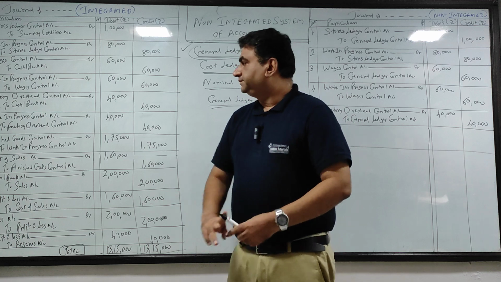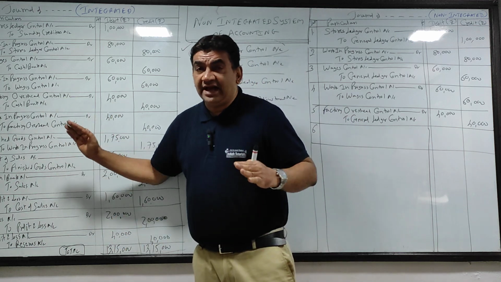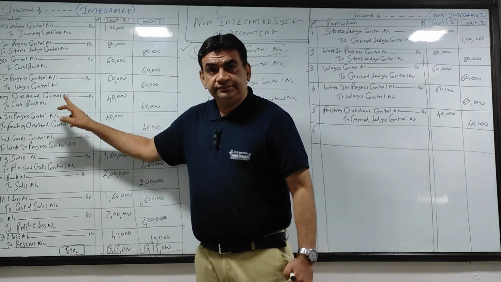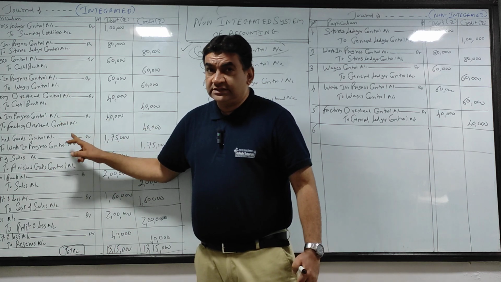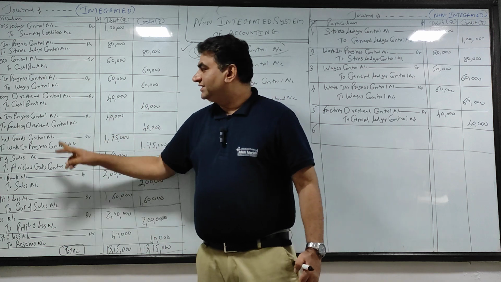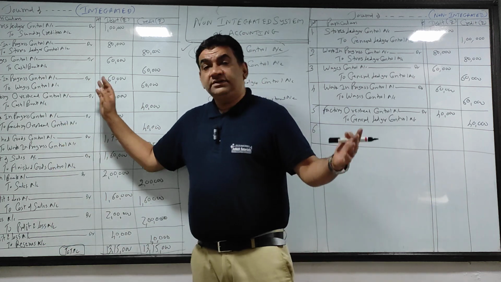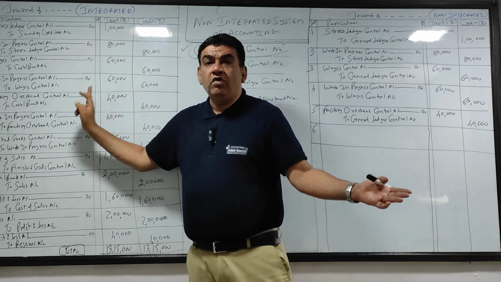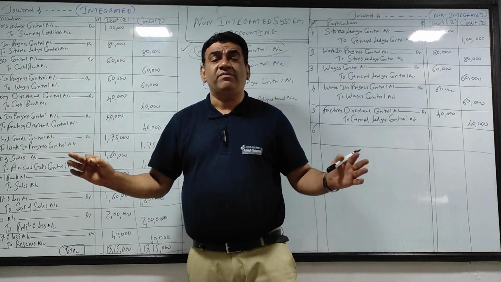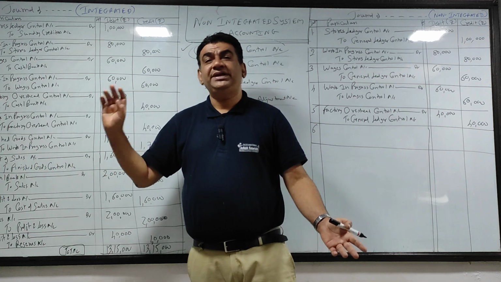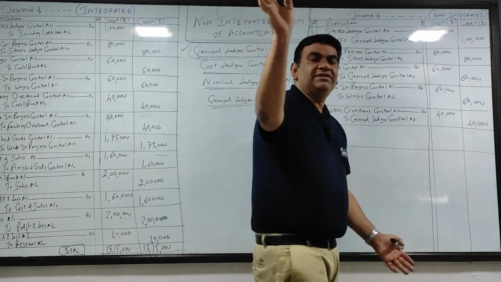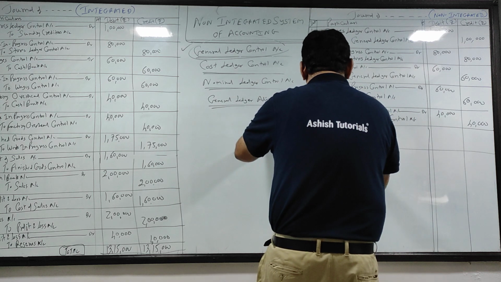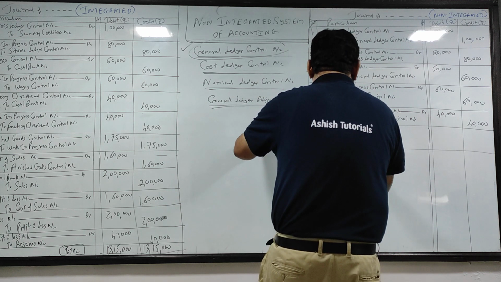Number 6. Factory overheads I paid, and after paying I will charge it. So WIP to factory overheads. WIP is cost, factory overhead is also cost, same transaction. So number 2, number 4, number 6, just copy paste. That's why I told you do integrated first, non-integrated will be very simple. So now the next entry will be the same, WIP to factory overheads.